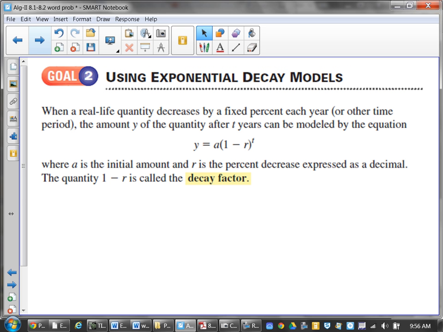Exponential decay. The only thing that changes is it's 1 minus the rate. Okay? So your growth is 1 plus the rate. Your decay is your initial amount times 1 minus your rate to the t. And the same with the next one. There really is no exponential decay as far as principal and interest, because that means you're earning money, you're not losing money. When you're losing money, you're using the decay, and that's your depreciation.